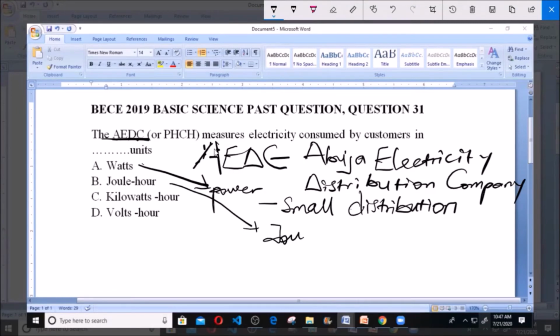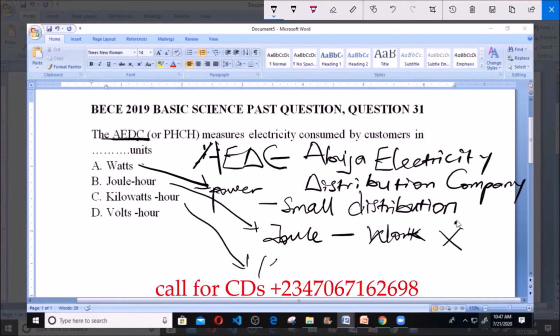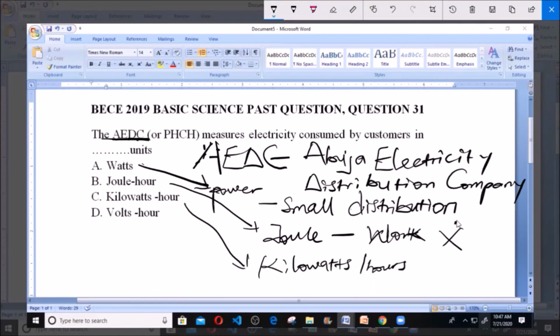Now B says joule per hour. Joule here is a unit of work, which is not the unit at which this electricity is being distributed. Then C says kilowatts per hour. Now this kilowatts here simply means 1000 watts. You see that this 1000 watts is very large. So they distribute electricity in kilowatts per hour, because the customers that use this electricity are very many, and this electricity has to be distributed in large amounts, so it has to be distributed in kilowatts, not watts.